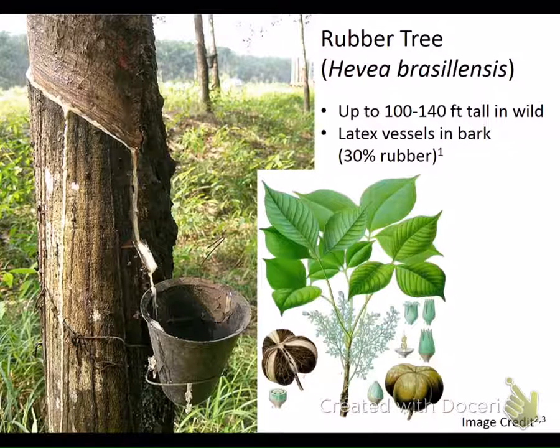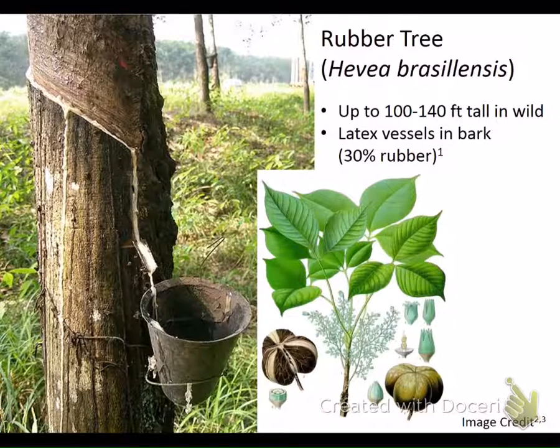So firstly, the tree itself, Hevea brasiliensis, thought to be about 100 to 140 foot tall at max in the wild, which is the rainforest, and also colonies that were controlled by the British and other spots in Southeast Asia now. And what was special about this tree is it had latex vessels in the bark, and had about 30% rubber.